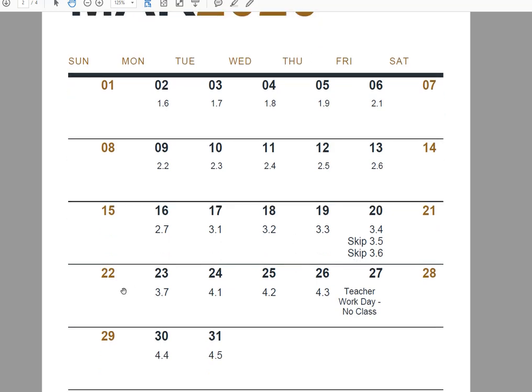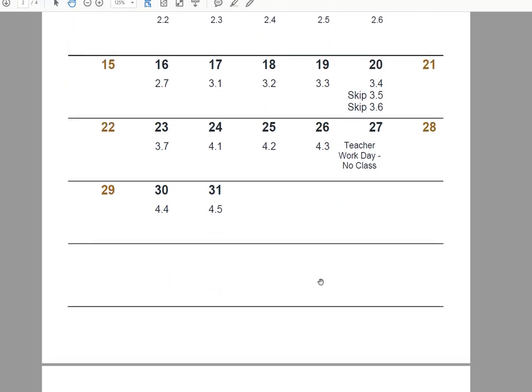All right. On the 27th, this is a teacher work day. There are no classes, so I can't have work that's due on that day. So that's kind of gone. So that brings us through the month of March. And then we keep on going.